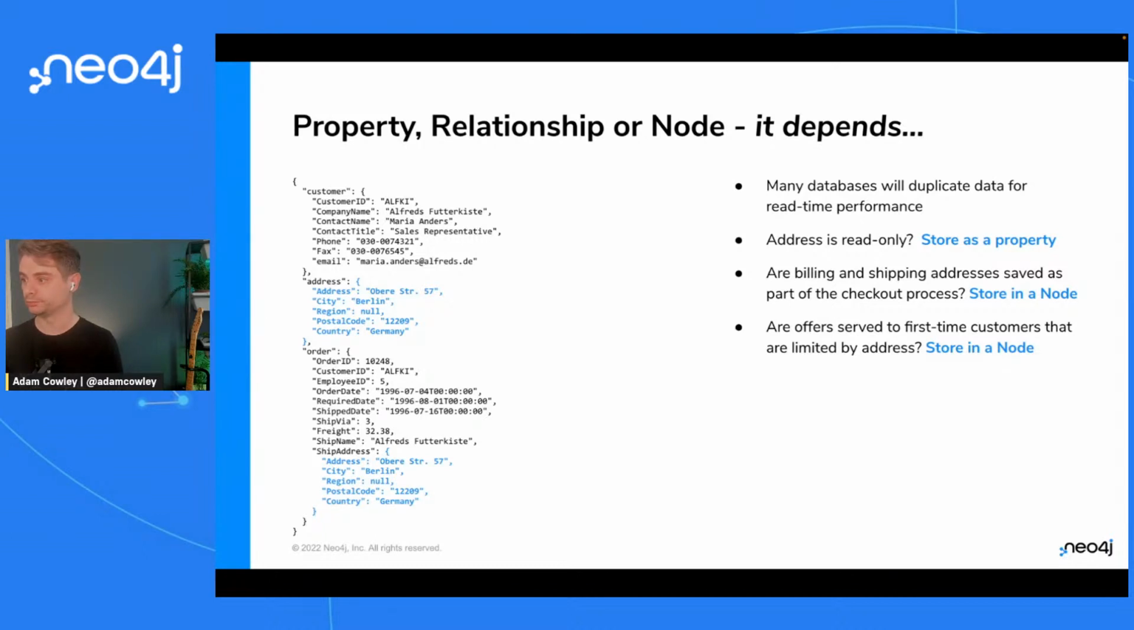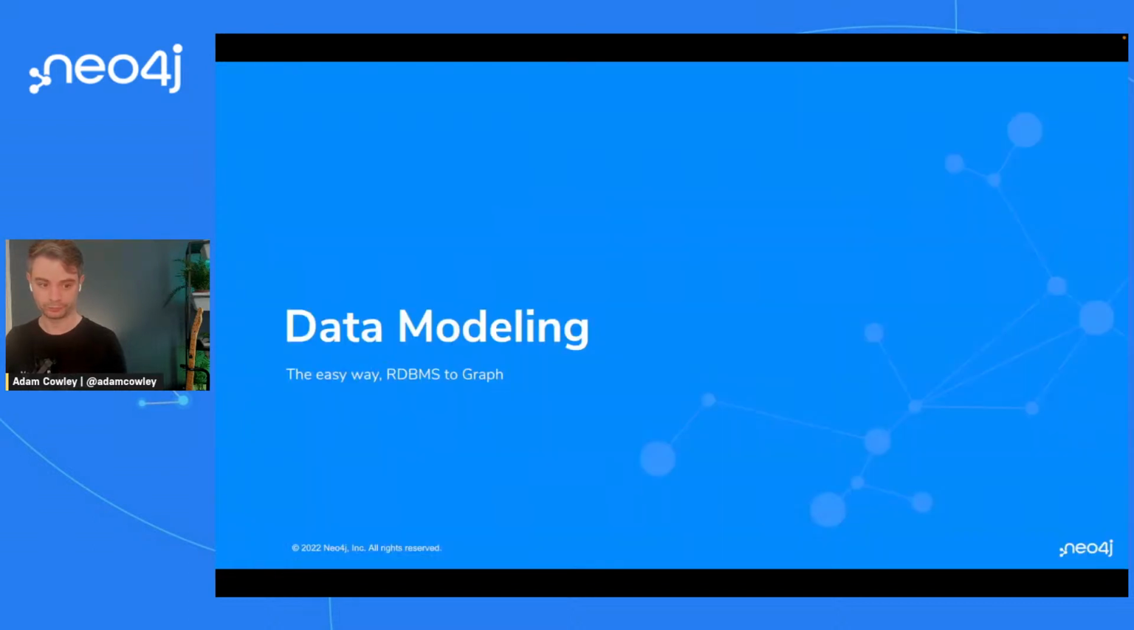Cool. And if we're going ultra graphy, like solving real graph problems, is the address used to optimize the delivery routes? Then absolutely it makes sense to store it as a node there. And then, as we're working with the Northwind database, let's take a relational database to graph approach to this as well.